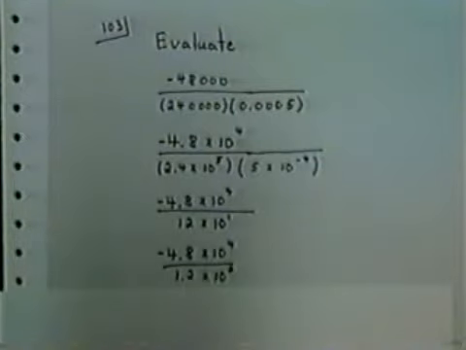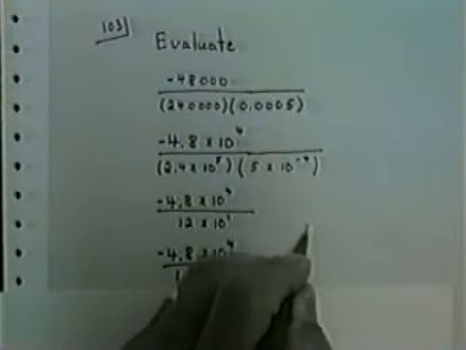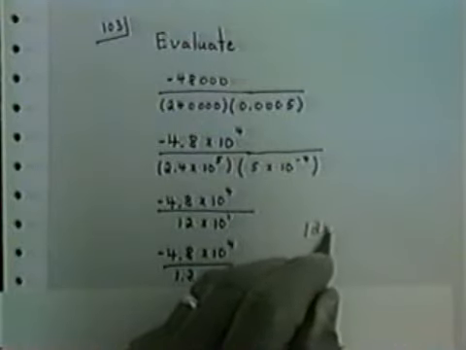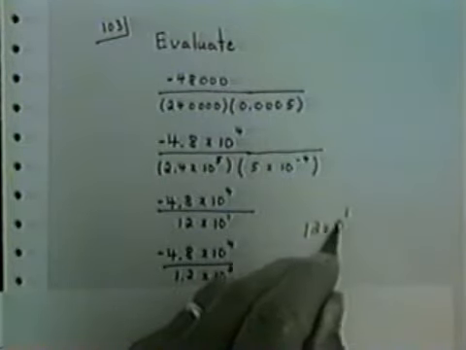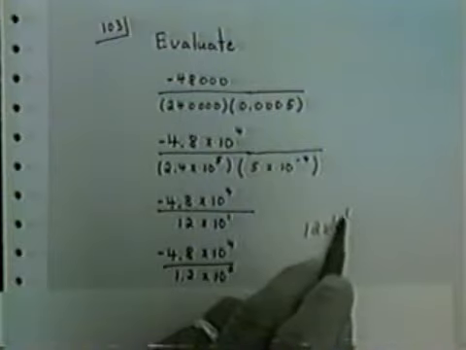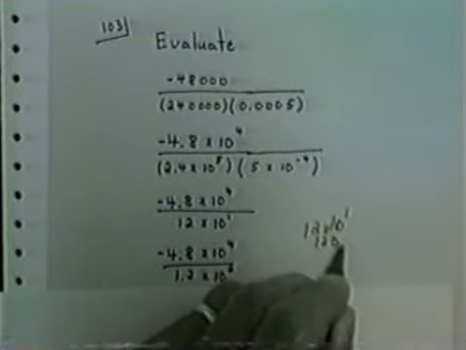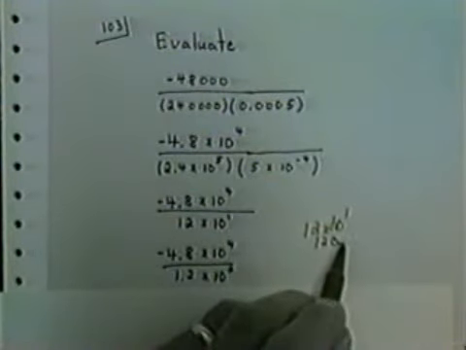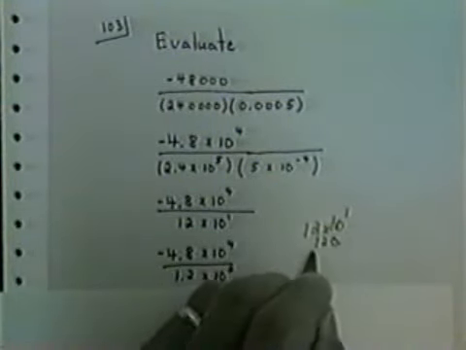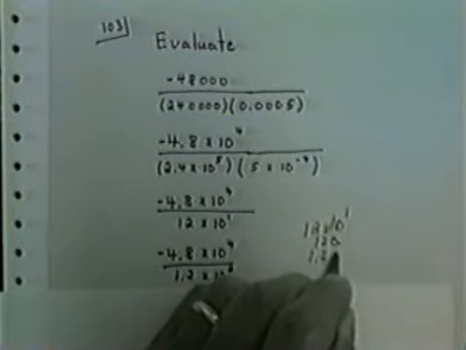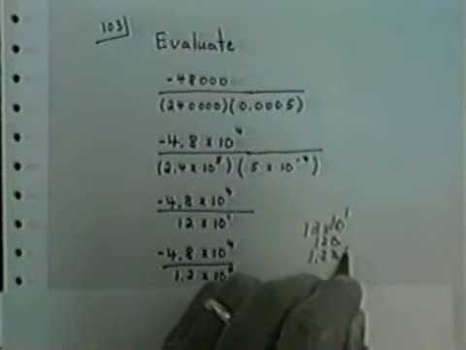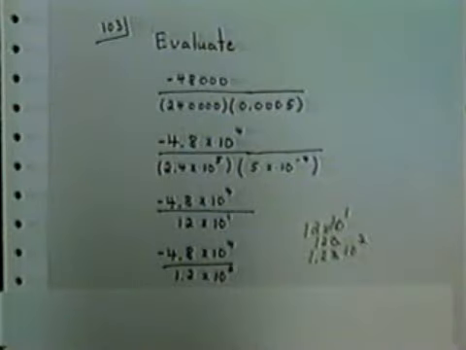Now, if you need to write it down, I'm going to do it one more time to show you what we're doing. If you have 12 times 10 to the first, that tells me to move my decimal one place to the right. So that would be 120. Now, if I want to get it back in scientific notation, I need to move it back 2 places, so it'll be 1.2 times 10 squared.